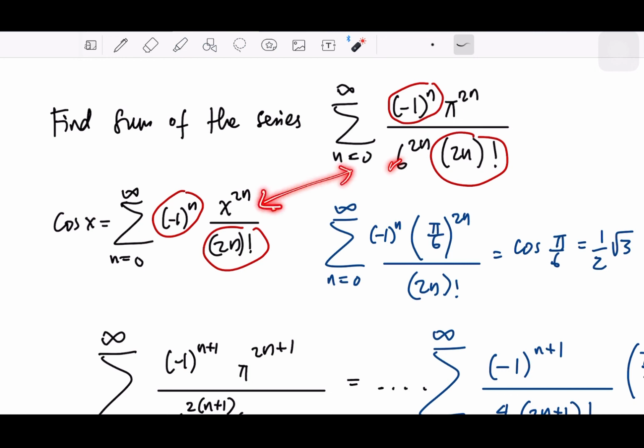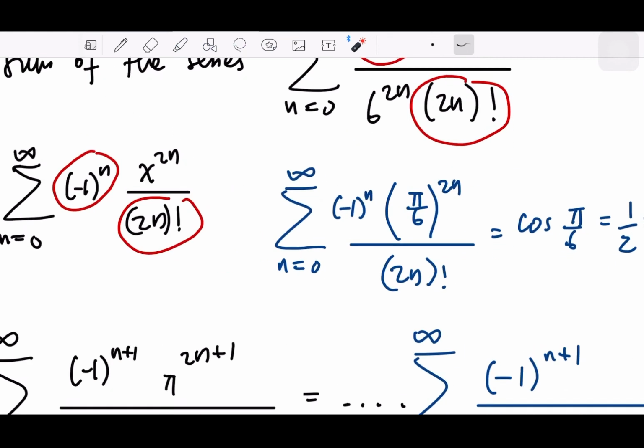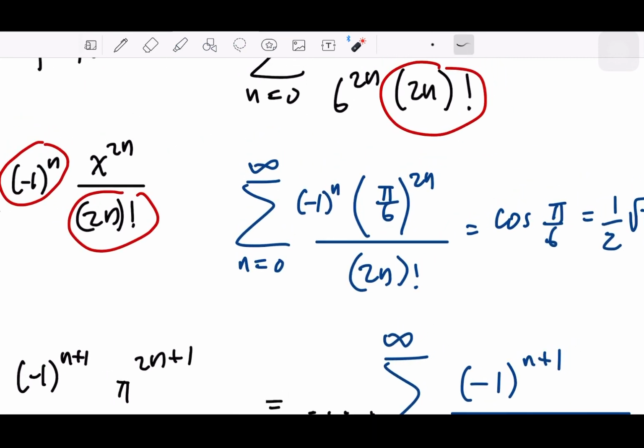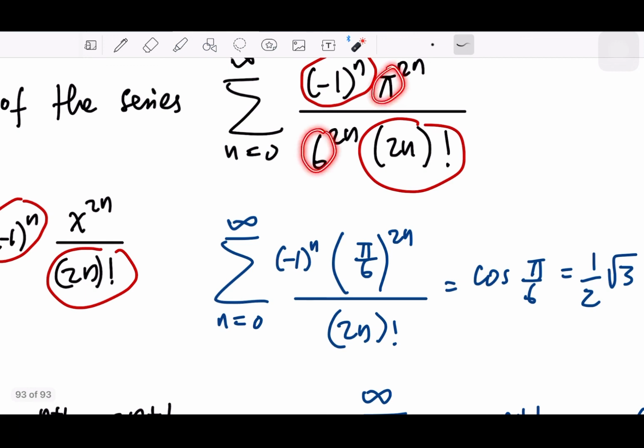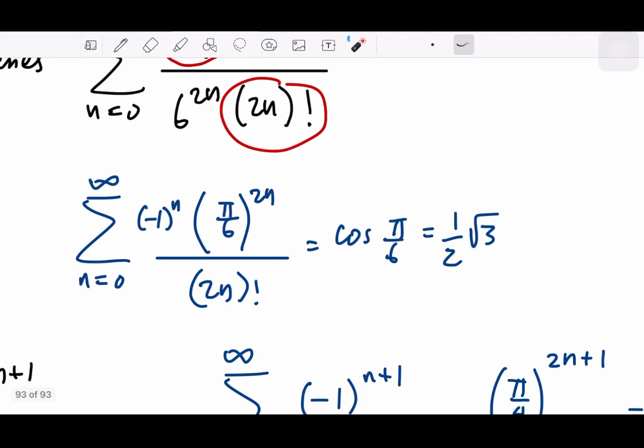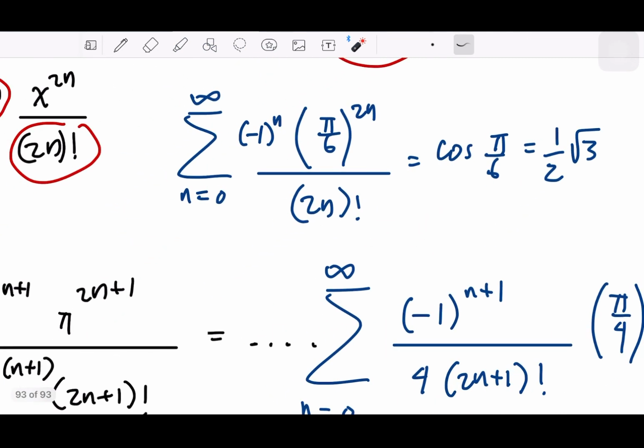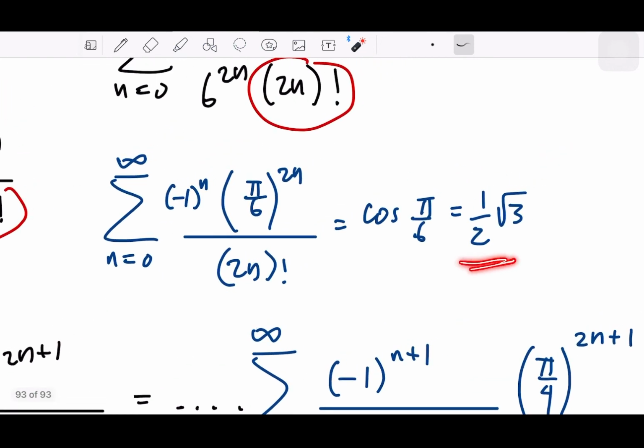And through this series, we can rewrite the form. Now we can take this pi over 6 inside this power of n, and then we see that this is actually just cos pi over 6. Okay, and I think it's the answer.